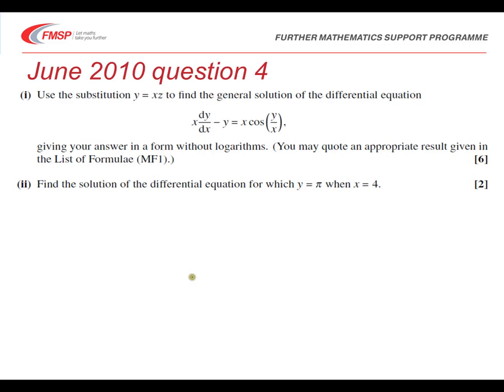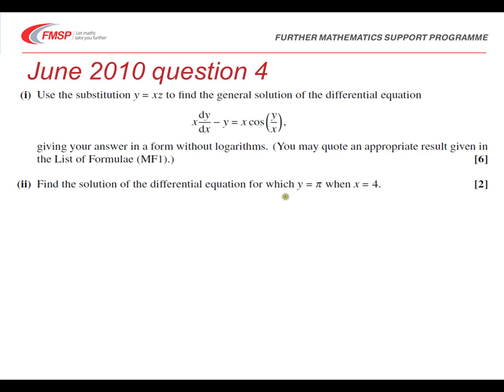So let's take a look at a substitution based question then. So here, and again it's good practice to read through a question before you start it, you're asked to use the substitution y equals xz to find the general solution of the differential equation x dy by dx minus y equals x cos y over x, giving your answer in a form without logarithms, and you're told you can use an appropriate result given in the list of formulae. Secondly, you're asked to find the solution of the differential equation for which y equals pi when x equals 4.